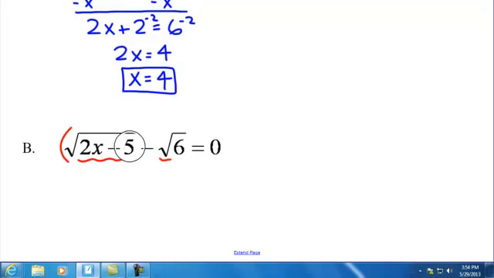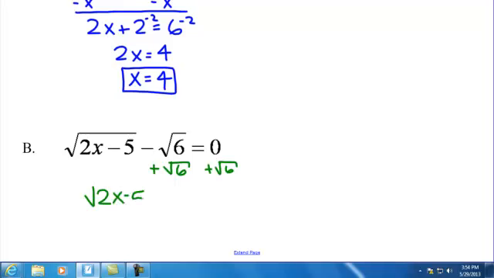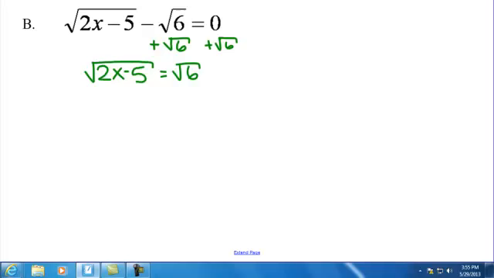Because it equals 0 on the right side, all I really need to do is move one of these guys over. So let's move over the square root of 6. So now what this says is that the square root of 2x minus 5 equals the square root of 6. And if I go to solve this, all I have to do is square both sides, and I am left with a super easy peasy equation that I can almost do in my head.